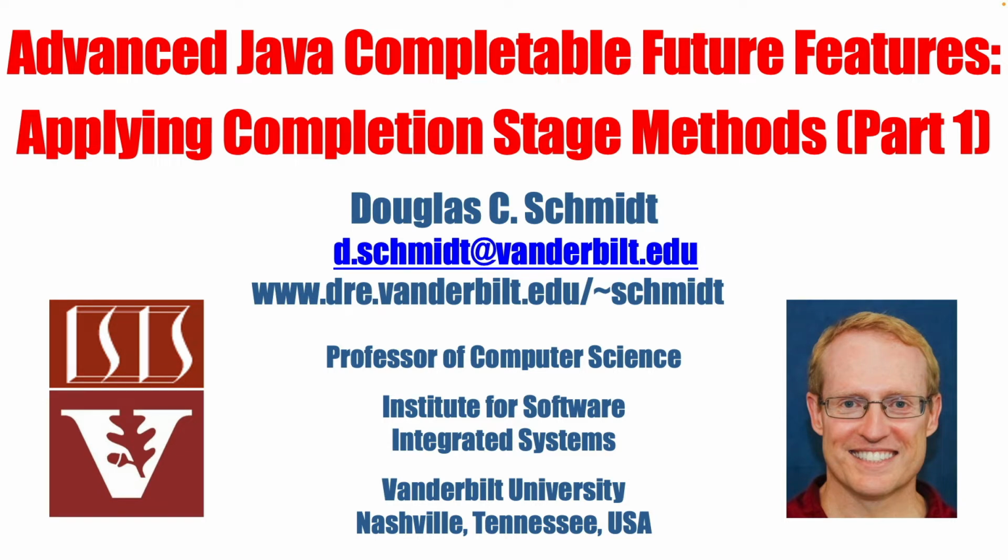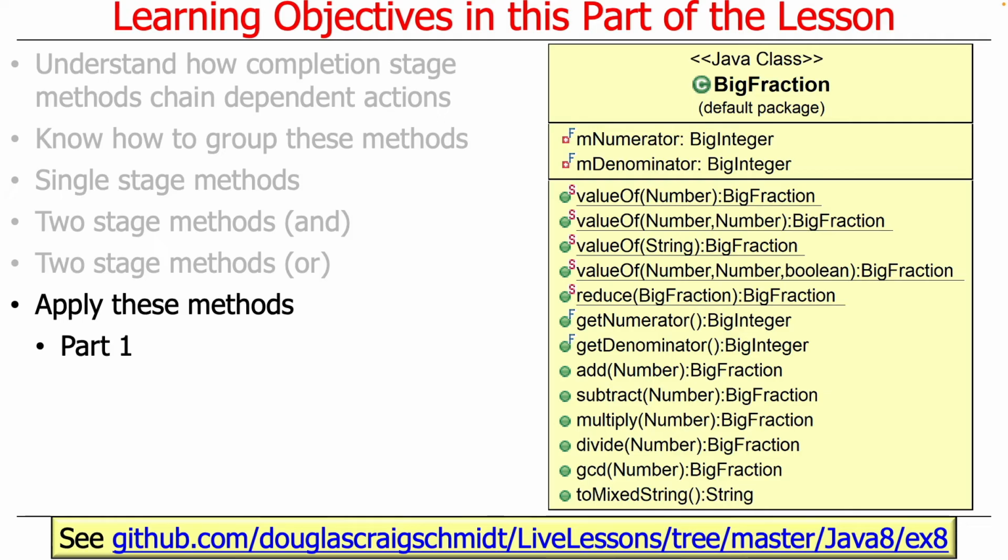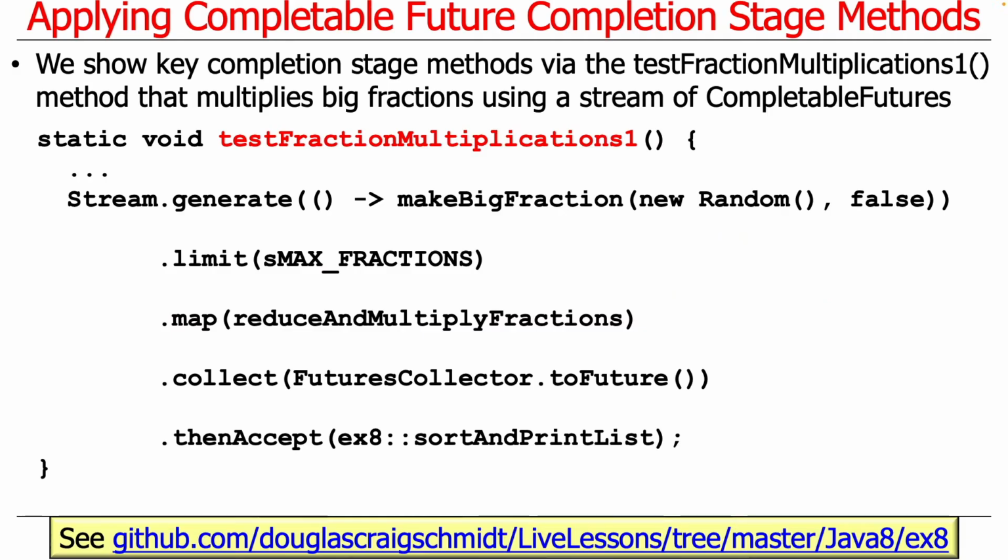So we're going to be wrapping up our coverage of completion stage methods by going through an example case study. And we're going to do this in 2 steps. This particular example will be found in the EX8 project in my Java 8 folder and my live lessons GitHub repository. So we're going to demonstrate the use of a number of completion stage methods using this test fraction multiplications method that's going to multiply big fractions using a stream of completable futures.